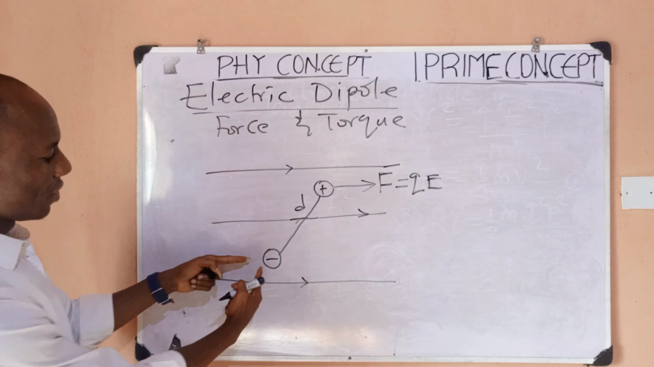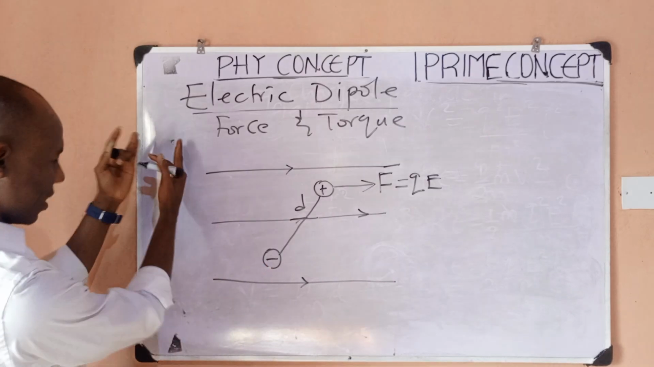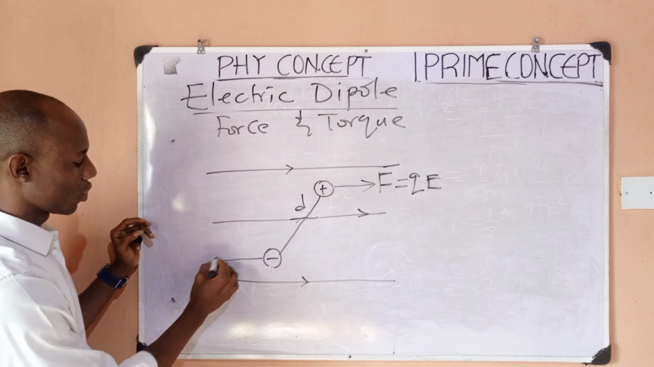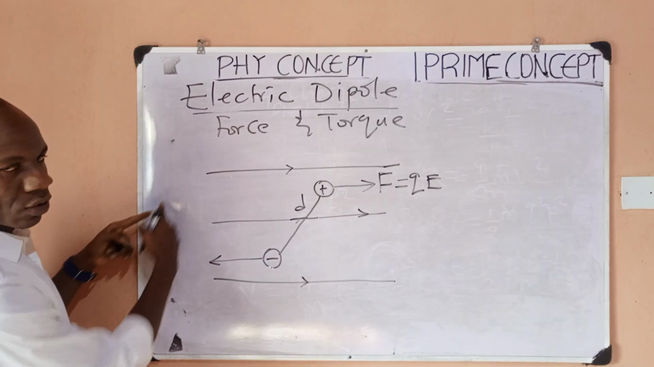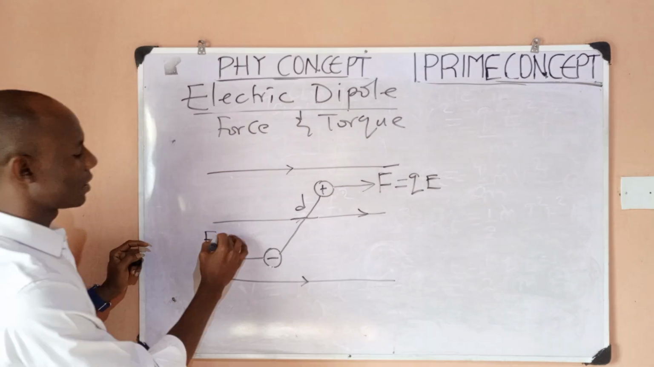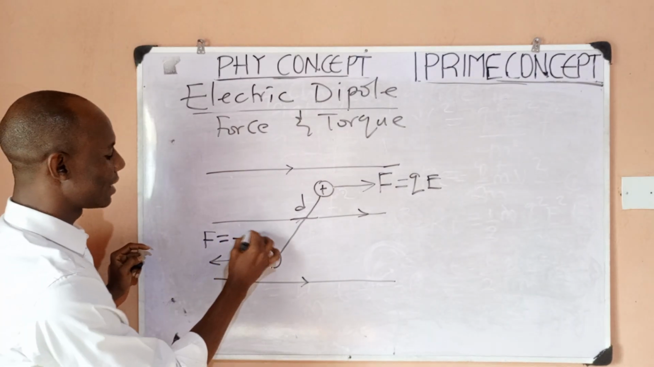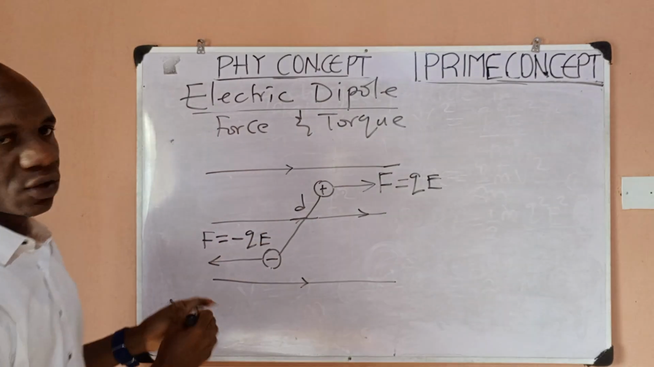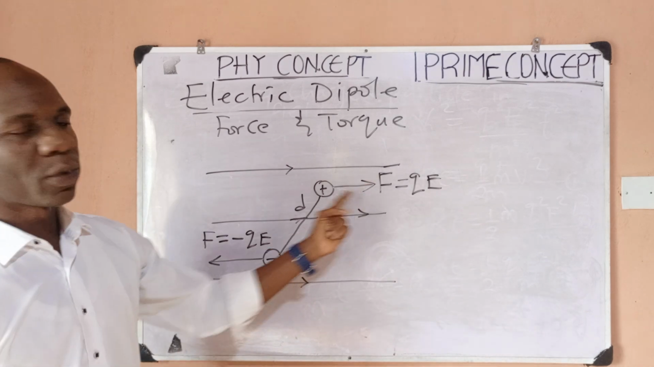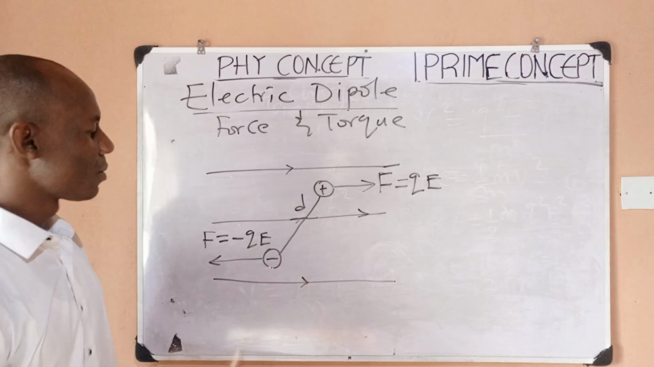Now, you consider this one with respect to your source here, it's going to experience a force of attraction to your source. It's going to be attracted. So that force is given by negative QE. Why is this going to be negative? Because it is pointing towards the negative direction. The other one is pointing towards the positive direction.